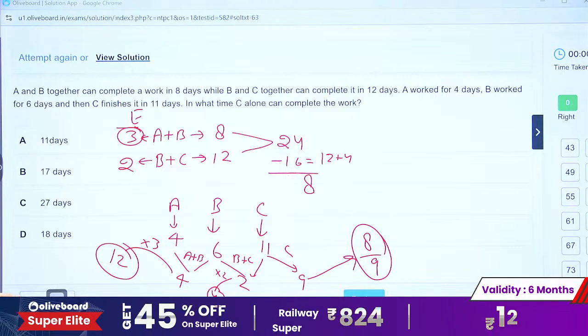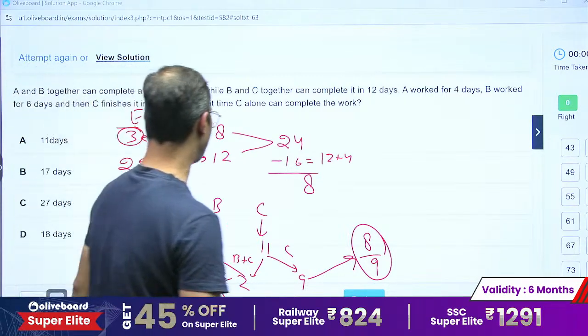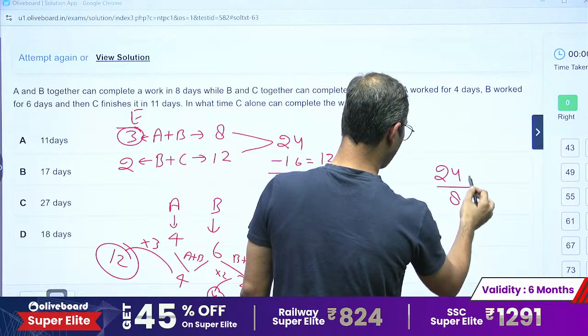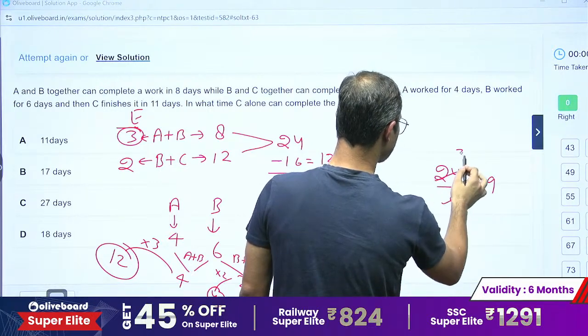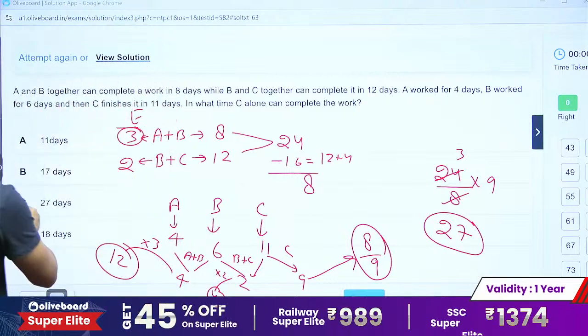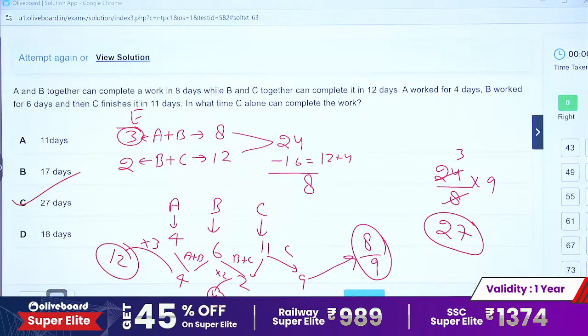So in what time can C alone complete the work? So C would alone complete the work in 24 divided by 8 by 9, right? So we can say that in 27 days, right? In 27 days, C will complete the whole work. Yes, C will complete the whole work in 27 days. So C is the right answer. Moving to next question.